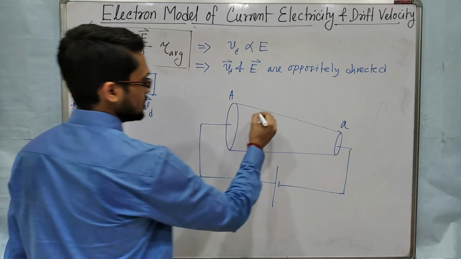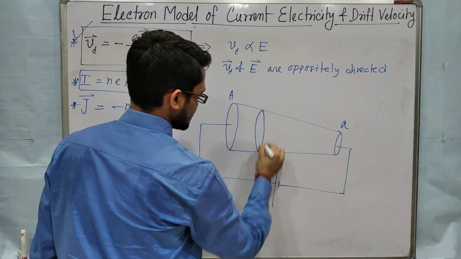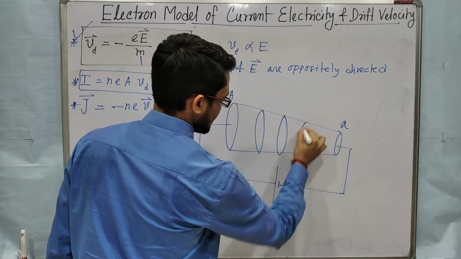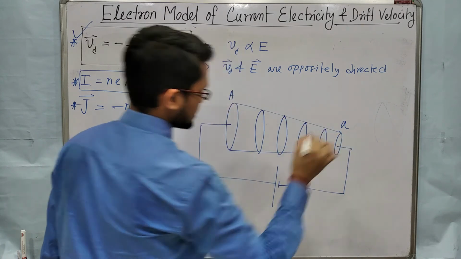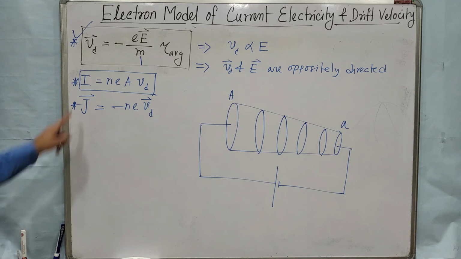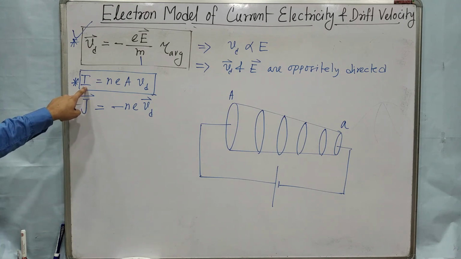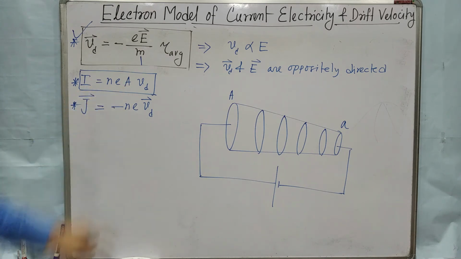Of the cross section, each part. If you take any part, the current will be the same. So the left hand side is the same, which means the right hand side will also be the same.